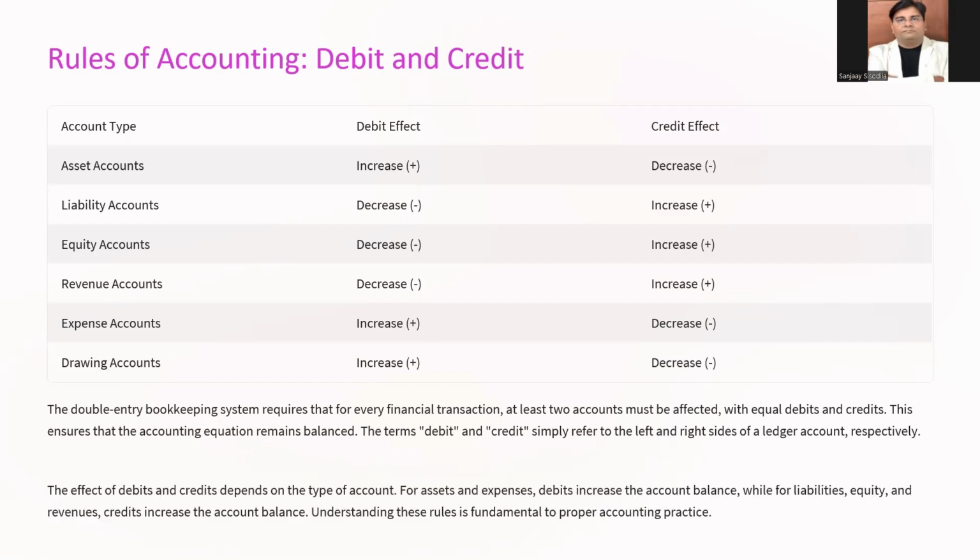The effect of debits and credits depends on the type of account. For assets and expenses, debits increase the account balance, while for liabilities, equity or capital, and revenue, credits increase the account balance. Understanding these rules is fundamental to proper accounting practice. So, if you really want to master the art of accounting, you must know the three golden rules of accounting. You must know when to debit an account and when to credit an account.